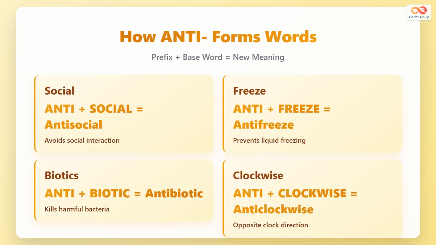Add anti-dash to social and you get antisocial, someone against being social. Anti-dash plus biotic makes antibiotic, working against tiny living things called bacteria. Anti-dash freeze creates antifreeze, preventing freezing action. Anti-dash clockwise becomes anticlockwise, the opposite of normal clock movement.